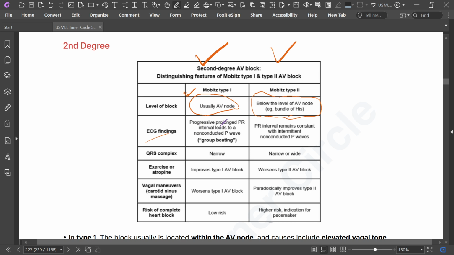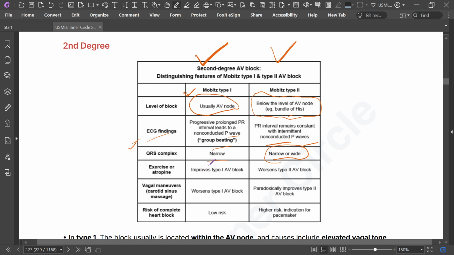ECG findings in Mobitz type 1: progressive prolongation of the PR interval to a non-conducted P wave, with group beating. In Mobitz type 2, the PR interval remains constant with an intermittent non-conducted P wave. The QRS complex in Mobitz type 1 is narrow, and in Mobitz type 2 it is narrow or wide.